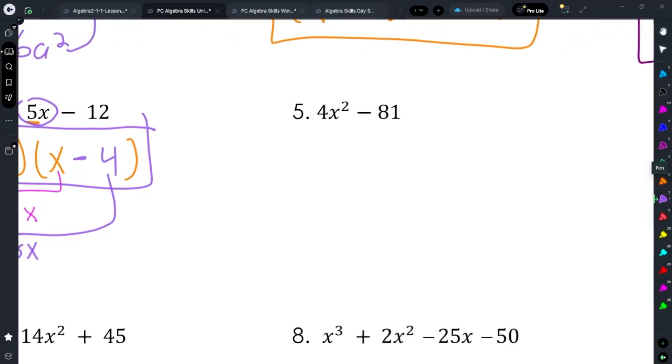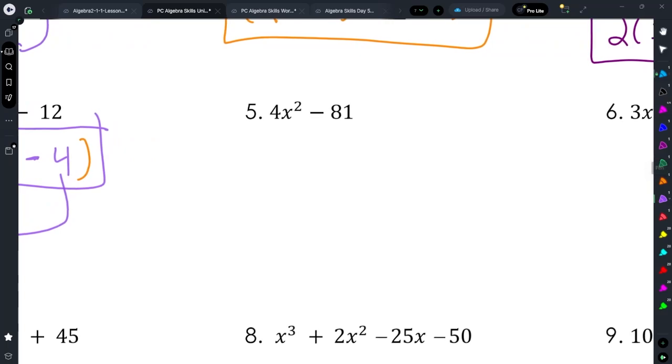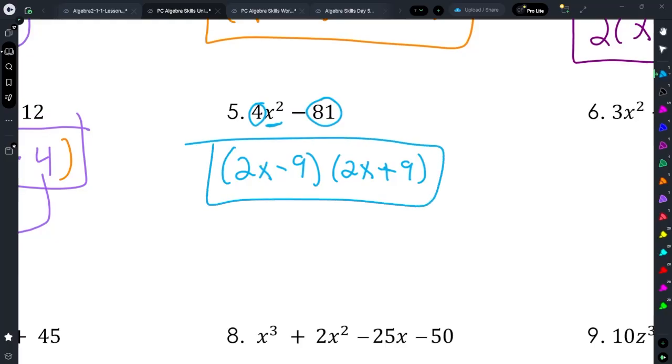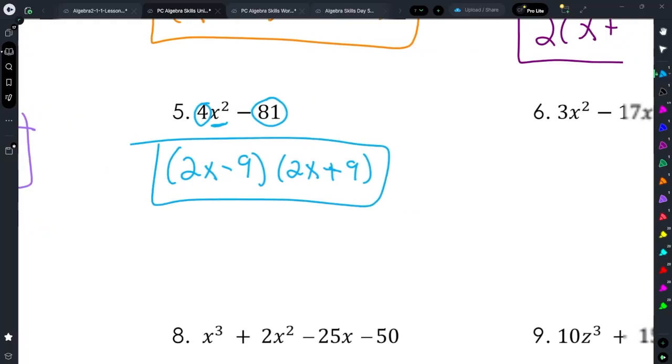Now, number 5 is a difference of two squares because I noticed that 81 is a perfect square, x squared is a perfect square, and 4 is a perfect square. So the square root of 4 is 2, and the square root of 81 is 9, and the square root of x squared is x. So it's going to be 2x minus 9 and 2x plus 9, and that's our factored form.